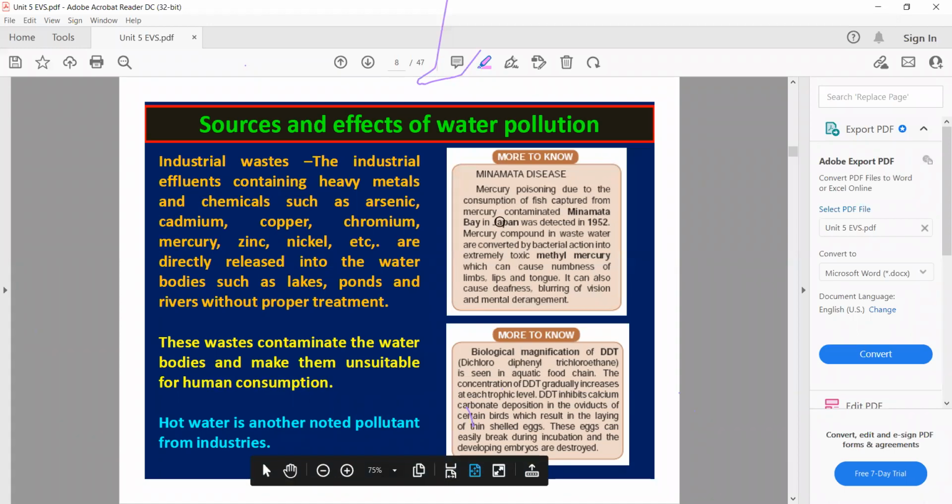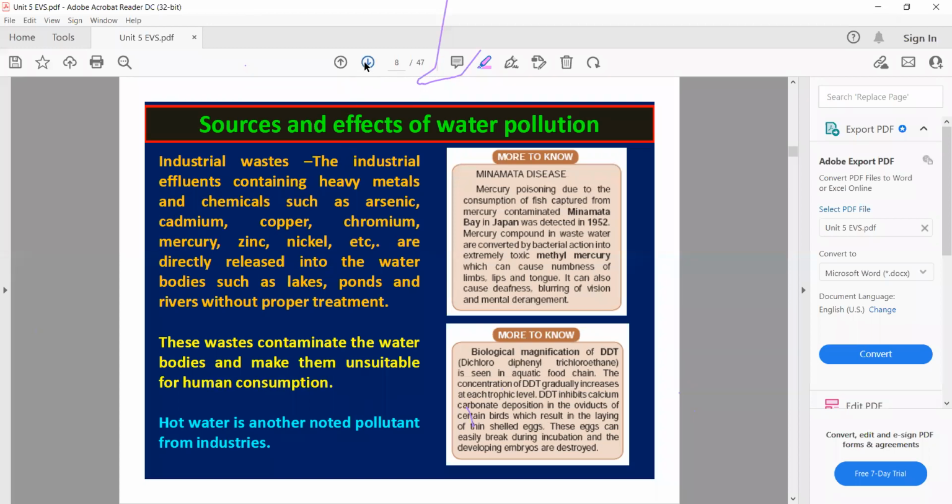Now see these small boxes which are here, please go through them. I'm not discussing these boxes here, otherwise I'll not be able to finish the class. These boxes are for your additional knowledge. More to know, little more to know. Please go through these boxes.